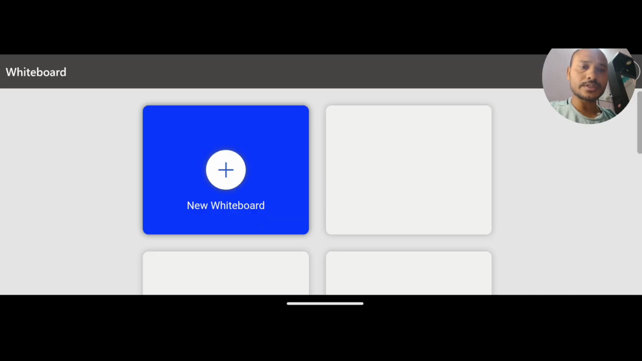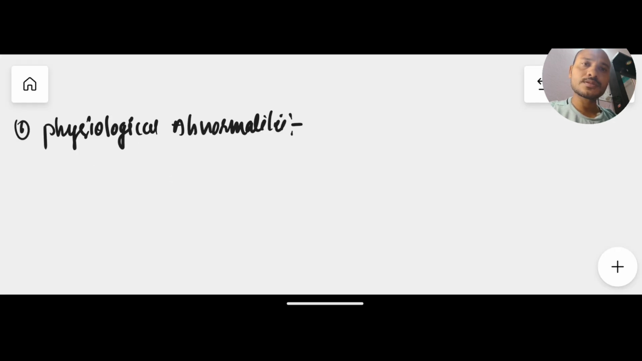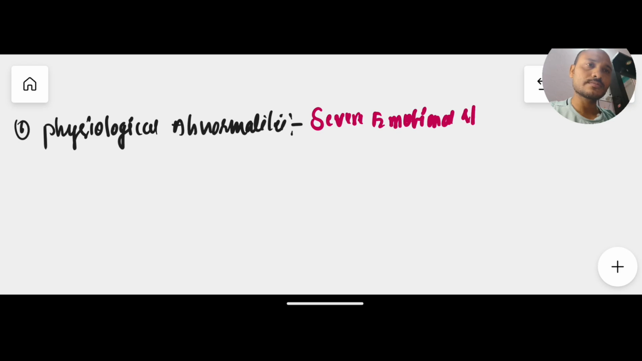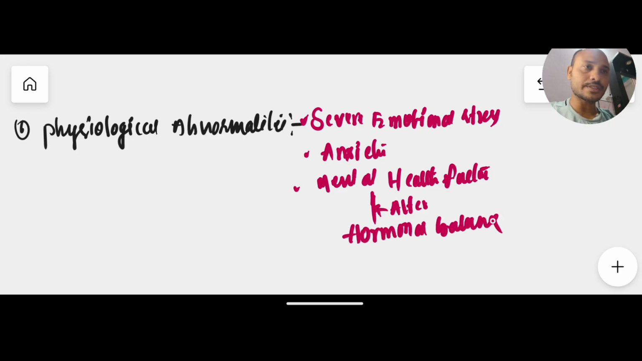And one more important cause of infertility is physiological abnormalities. Very important, the sixth one, physiological abnormalities. Here, physiological abnormalities include severe emotional stress, anxiety, or mental health factors. These are factors which alter the hormonal balance that regulates fertility.